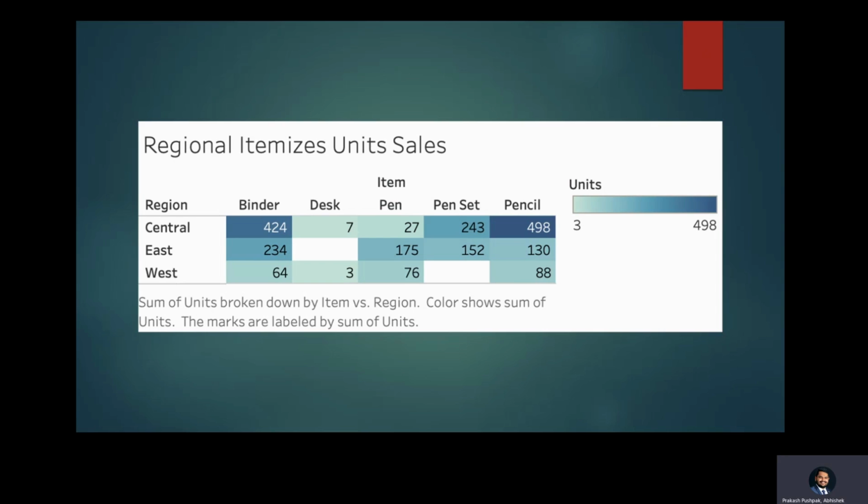Here we are able to see how much sales of each product there has been in every region. So as we can see, in the central region, the binder was the highest, sales 498, then the pencils. And in the east region, there was binder, which was 234. And in the west region, the highest was pencil again, 88. So overall, binder was sold the highest in the central region. Pencil was sold again the highest in the central region compared to all regions.